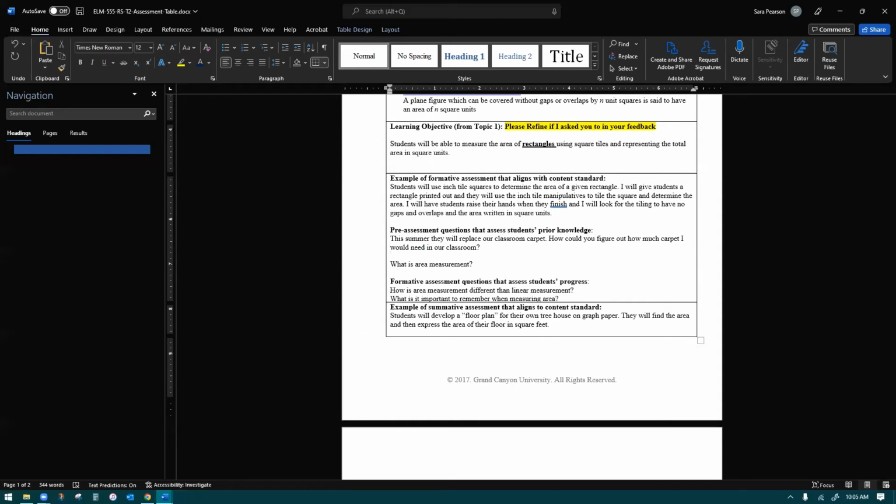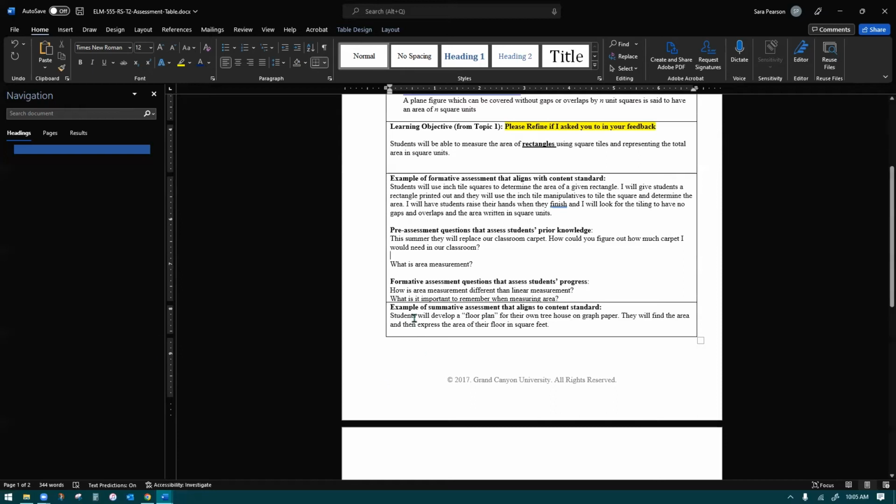And knowing where students are in a learning progression can help you develop these. Like if they've learned about area in second grade, they might have this knowledge, but in third grade, because it is the beginning of a concept, they might not. And then my other question is just simple. What is area measurement? And those two questions just help me see if they know anything about measuring in the form of area.